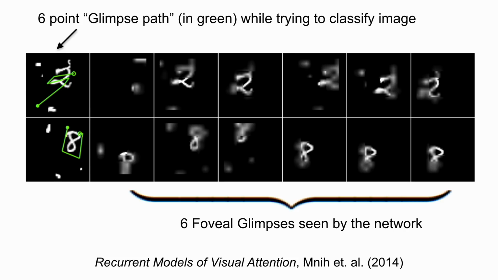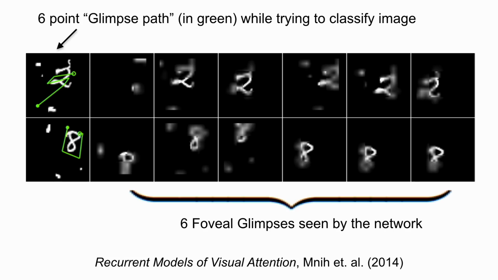Both of these two rows here, the thing on the left shows you the actual image and the green points show you the fixations of the model as it processed that image. And then the remaining images show you the 6 things that the model actually saw, like what did it actually get back from this foveal image. And you can see that what it sees is some part of the image quite sharply, and other parts that are further away from the center are more blurred because of this multi-resolution model.